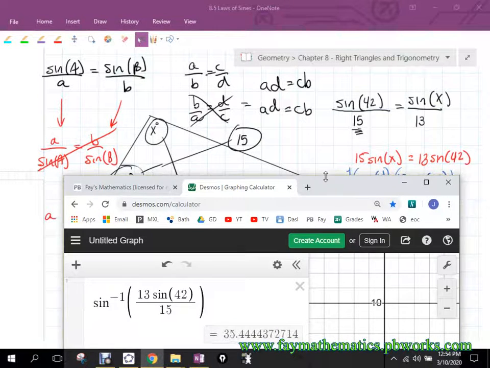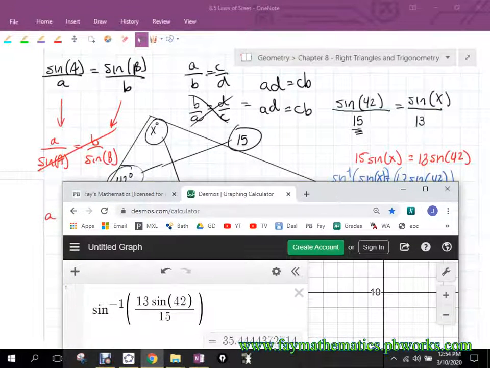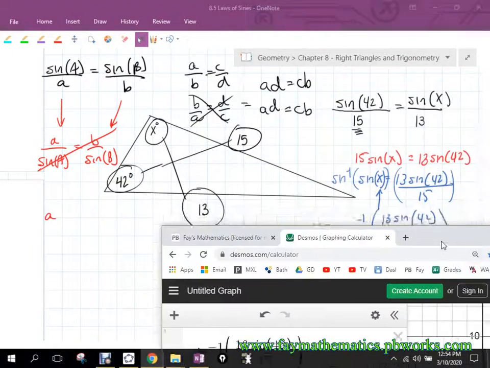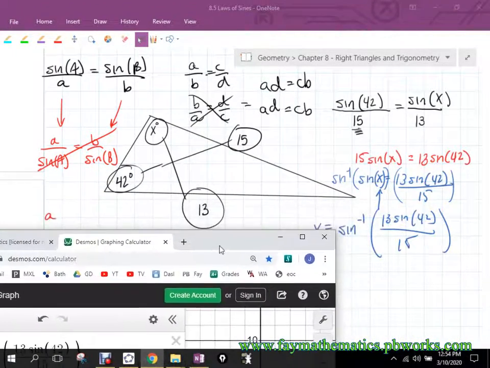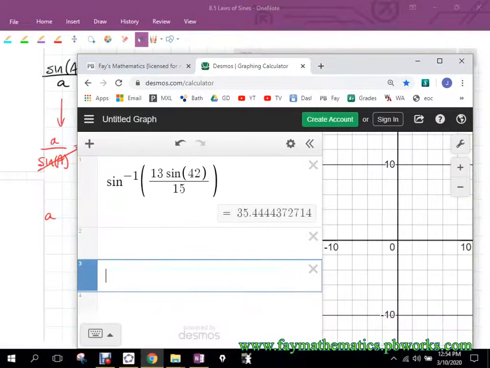Can we argue that 42 matches the 15, and because 13 is close to 15, that x should be close to 42, and 35.4 is pretty close to 42? That makes sense? Okay.